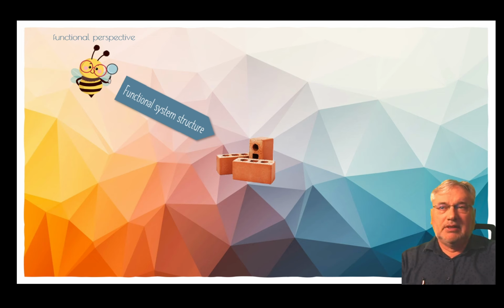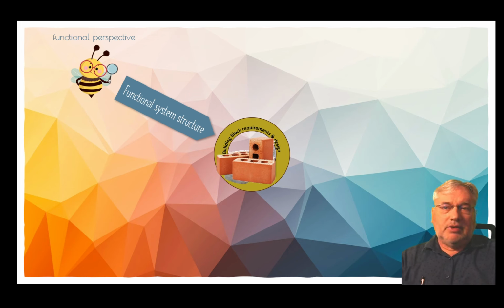As INCOSE, the International Council on Systems Engineering, puts it, a system is an arrangement of parts or elements that together exhibit behavior or meaning that the individual constituents do not. The systems perspective, however, is only one of the different points of view that we offer in the model, to look at the model.